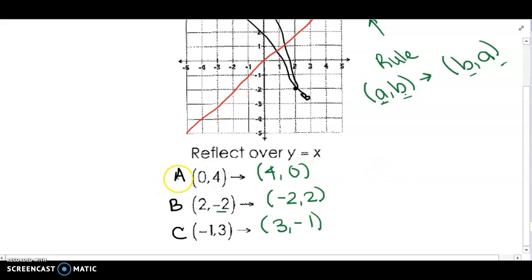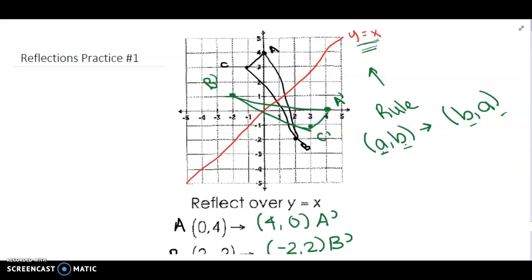Okay, so I'm going to go ahead and draw. If this is my A, this is my A prime. If this is my B, this is my B prime. And if this is my C, this is my C prime. Now all I have to do is plot these three points and connect the dots. So go ahead, plot these three points and connect the dots.